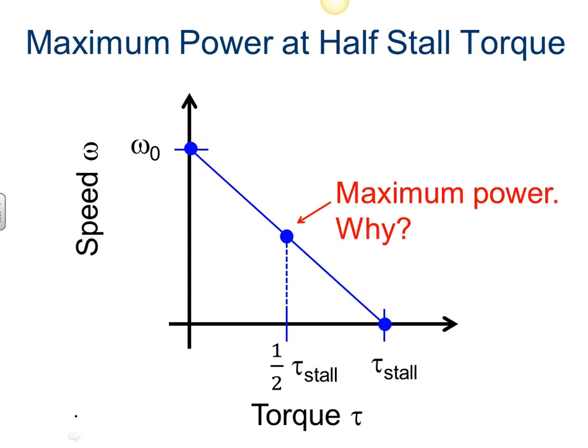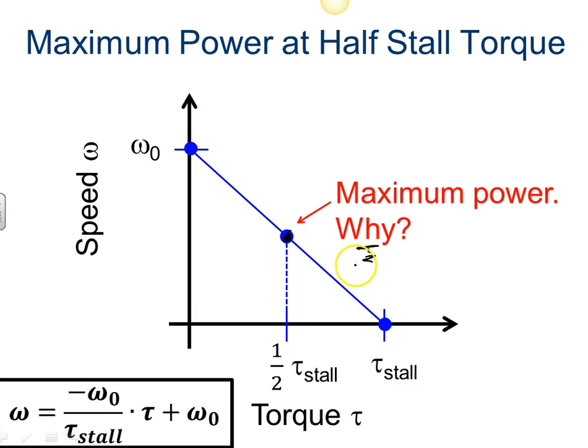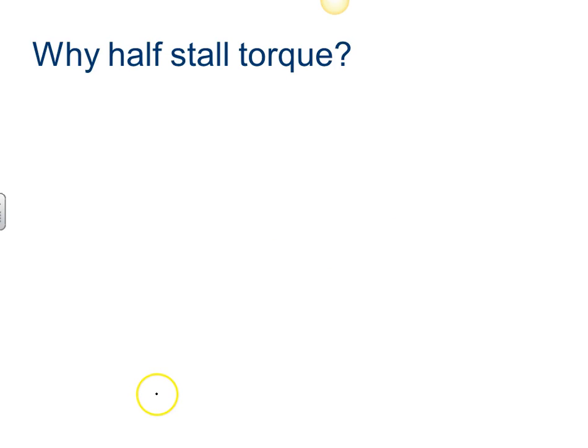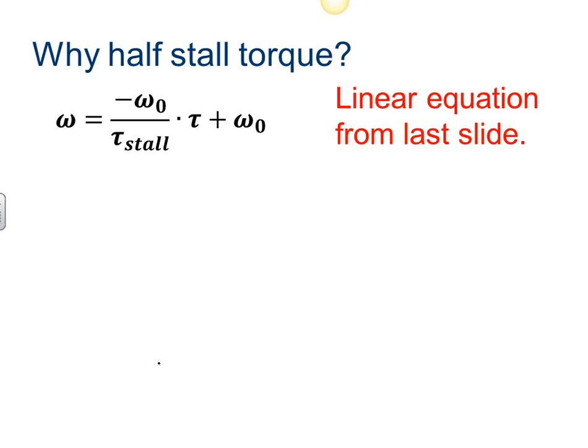Then at this point, we have the maximum power, and the question would become why. This value is the midpoint of the speed versus torque curve or line, and we would say that 1/2 of the stall torque is the torque that's going to give you the maximum power. So the midpoint of this curve. And the question would be why? Remember our equation here. So why half the stall torque?